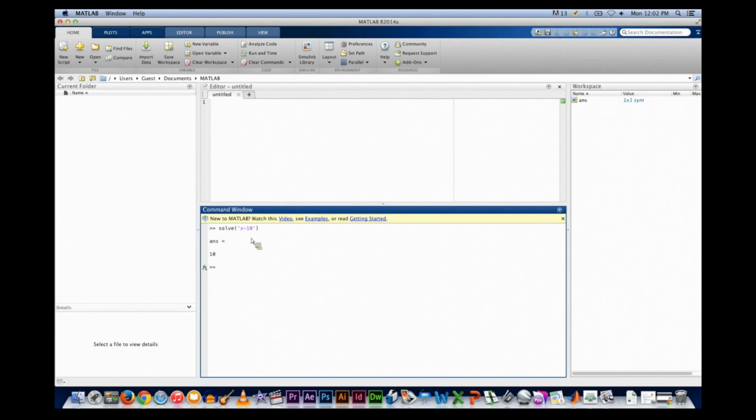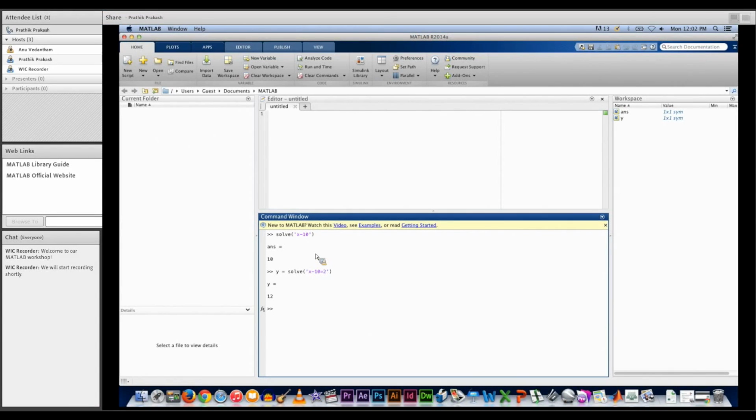In case you want to store it in a variable, let's just say y. So what we do is y equal to solve, and within single quotes again x minus 10. So let's just try it with a different value right now. So the right hand side is 2 right now. Answer should be 12. So yeah, y gets the value of 12. So this is how you solve basic equations.